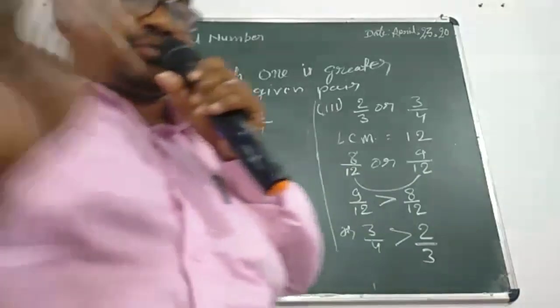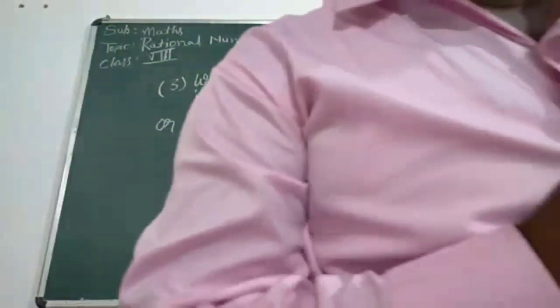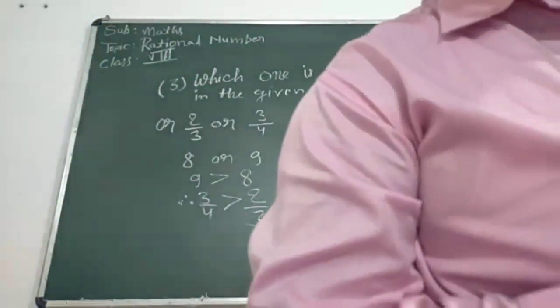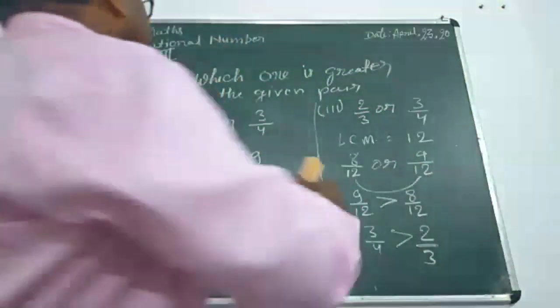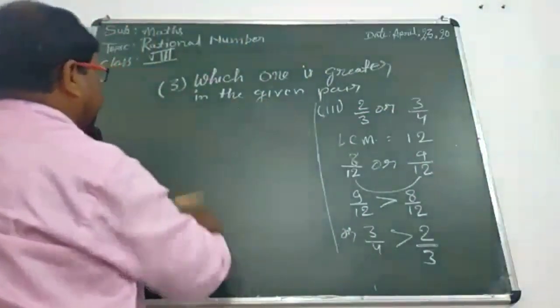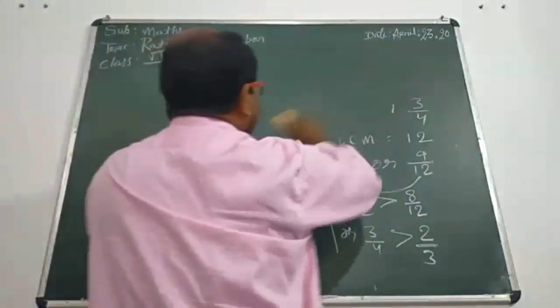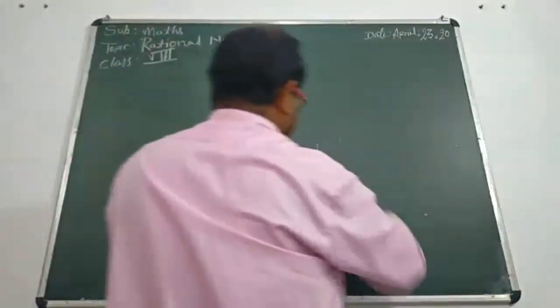Okay? Now, in this way you can compare the rationals. Student, our fourth type of problem is fill in the blanks. One minute, I am writing the problem. Fill in the blanks with the correct symbol.